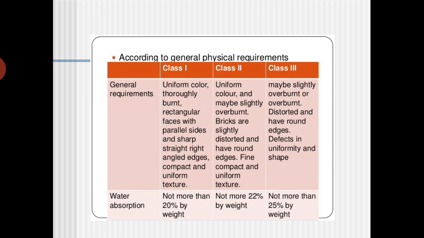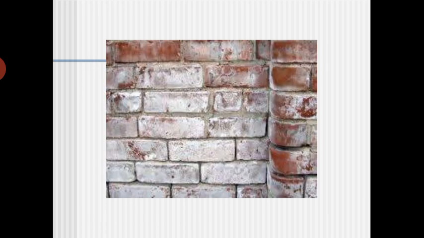Of course, in class 3 this does not exist. Then when it comes to water absorption, it is not more than 20% by weight. Second class, of course, it is not more than 22% by weight. Then class 3, it is not more than 25% by weight. So this is a class 3 type of brick.